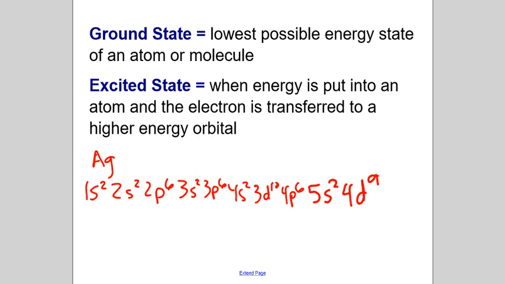Okay, ground states and excited states. So ground state is the normal electron configuration. So the 1s2, 2s2, 2p6, 3s2, etc. Down below you can see the ground state for silver. An excited state is when one of those electrons picks up some extra energy, jumps up to an excited energy level, and then falls back down.